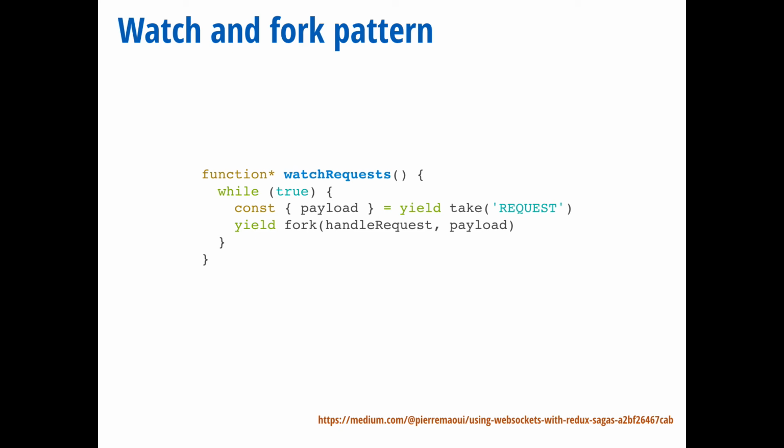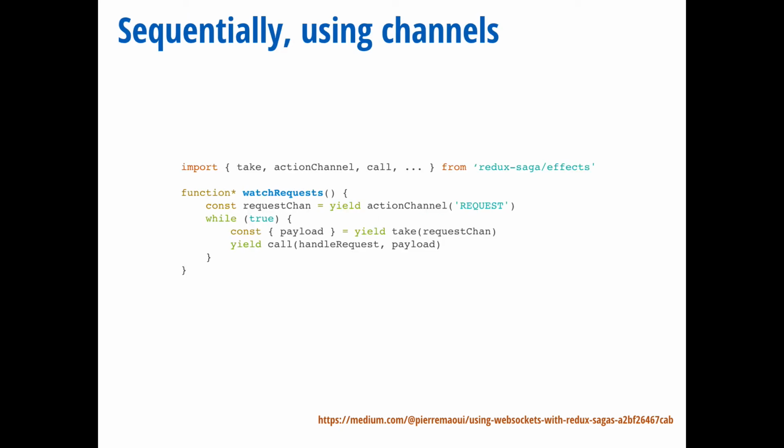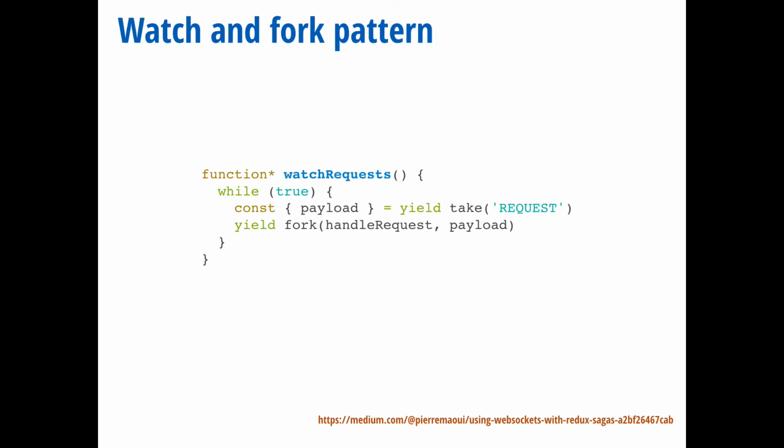We will use this now. So this is very, very typical: take a request and fork it. It's similar also to take every. Then with this, there is a variation of this pattern. This will just take every action and fork and fork and fork. If you're receiving like 100 actions per minute, it will just launch 100 tasks.